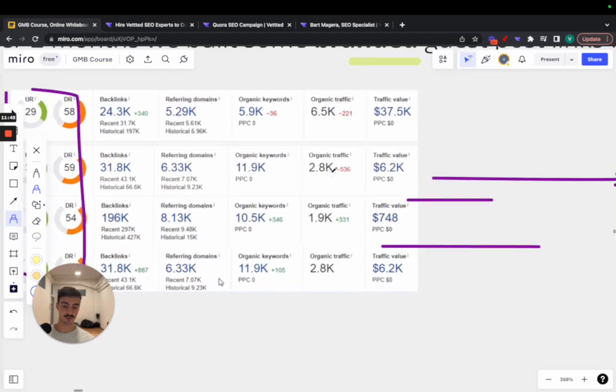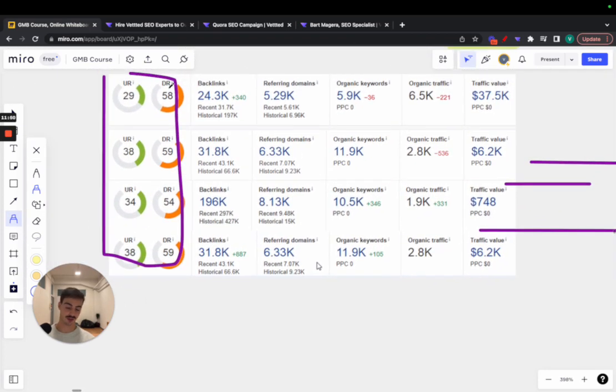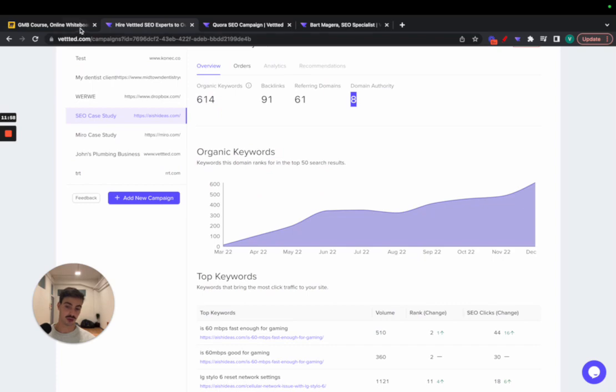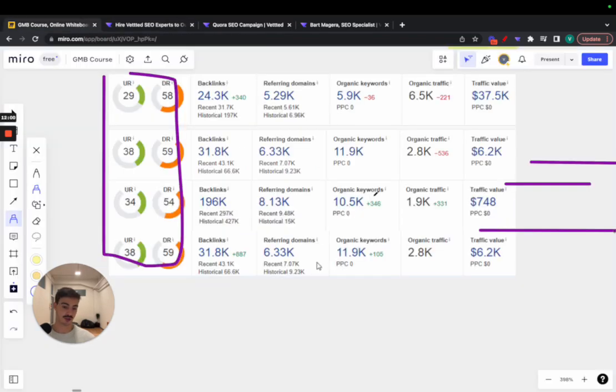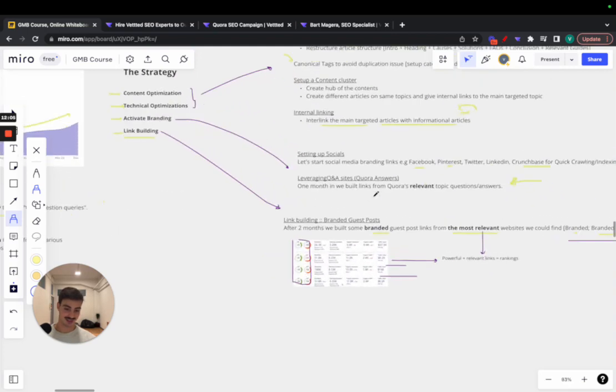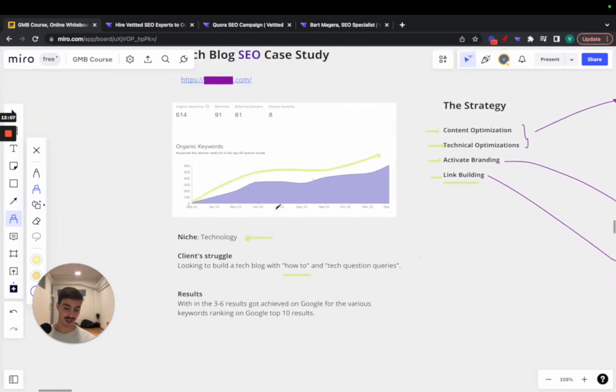And just note, of course, even though the metrics are high and we associate powerful metrics with powerful sites, like I said before, metrics don't always tell the full story. So it's important not to rely solely on metrics. Okay. So just keep that in mind. And that's essentially how they were able to attain these results.